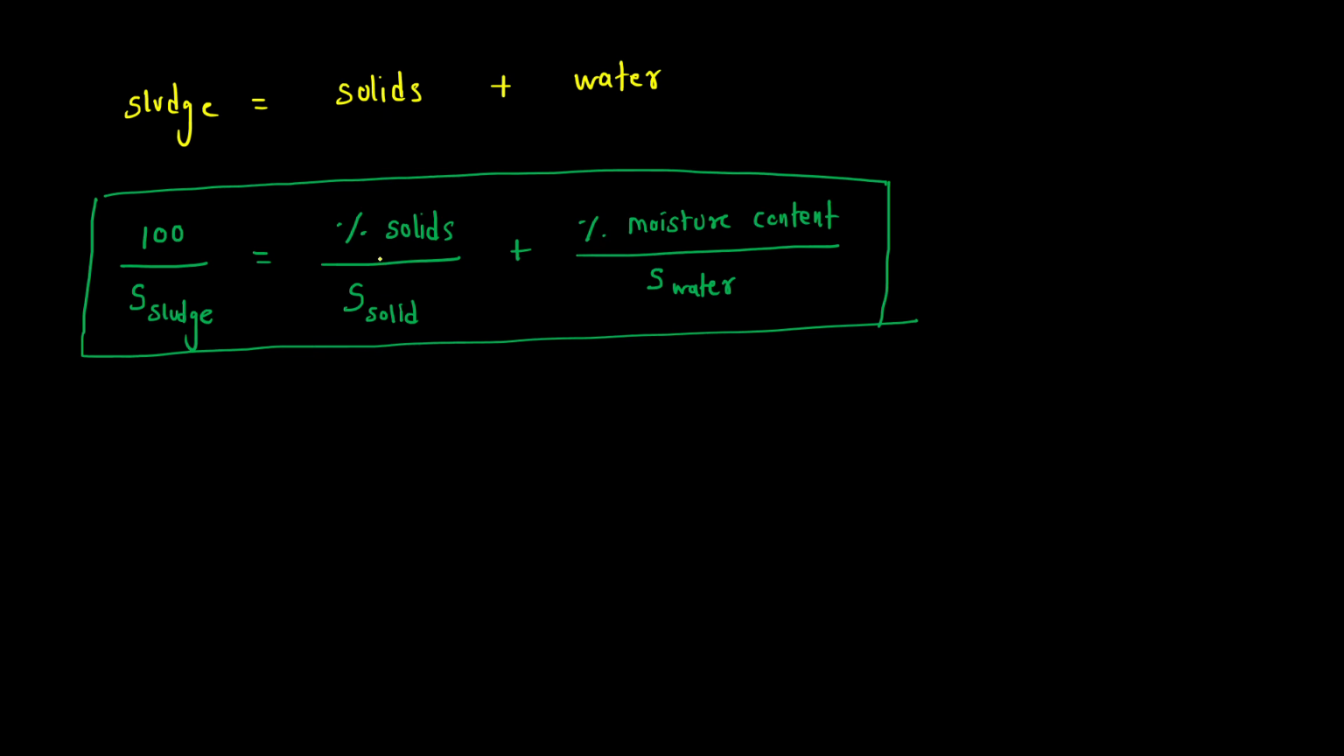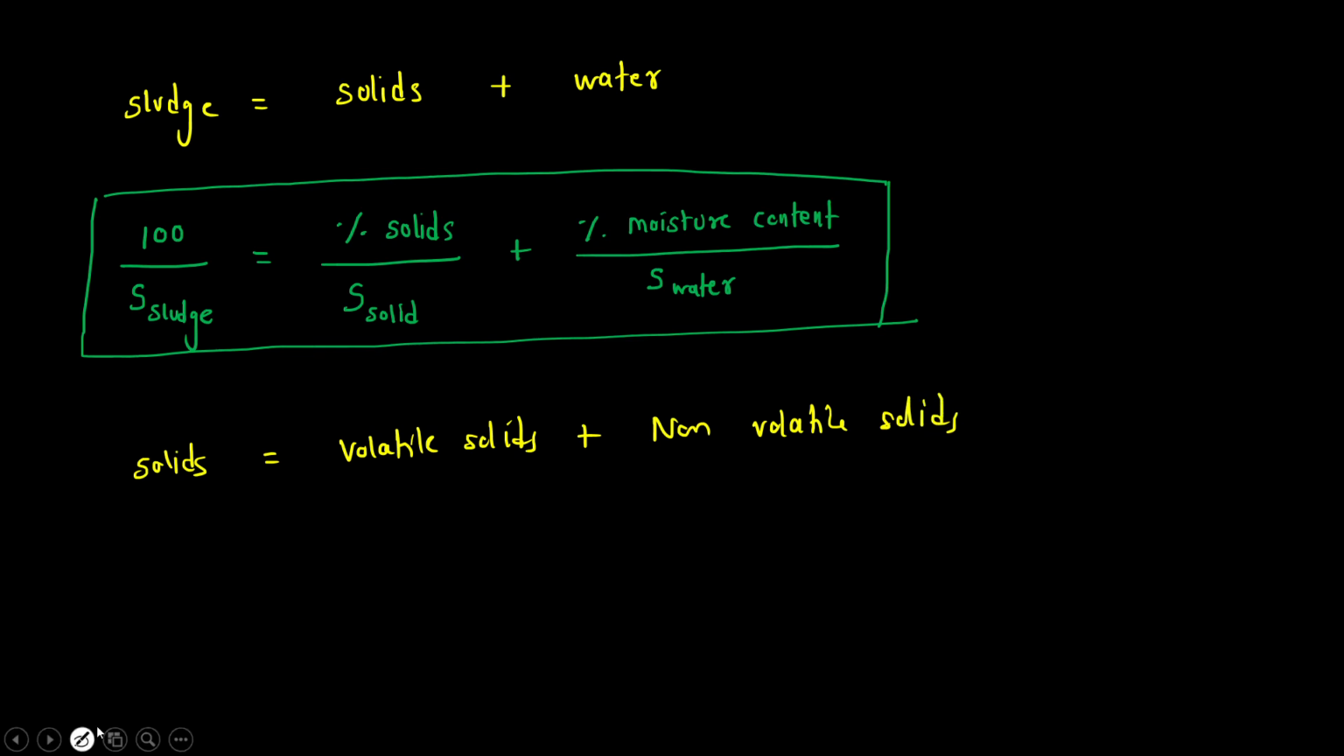So these solids we can also write in terms of solids as 100 divided by specific gravity of solids is equal to percentage of, or to make it easier, first we'll write this. Solids are classified into volatile solids plus non-volatile solids.